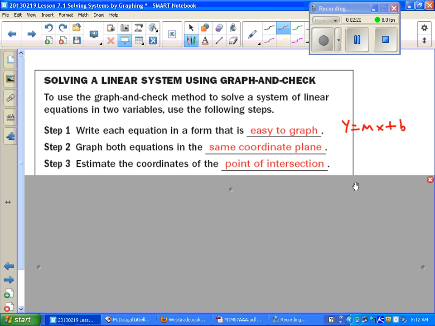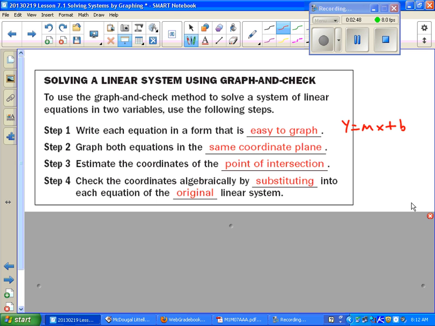Number 3 is to estimate the coordinates of the point of intersection. For the ones that we'll start with, for sure, it'll be a whole lot easier. They'll be integers. We won't deal with fractions or decimal numbers. But you're going to pick the point that they both cross through. It's going to help you tremendously when you're graphing these equations if you use some kind of a straight line to do it. Don't just freehand it, because if you freehand it, it's a little less likely that you'll intersect correctly.